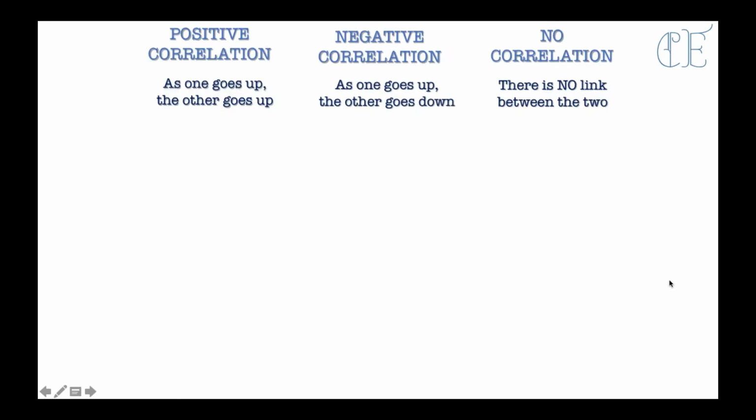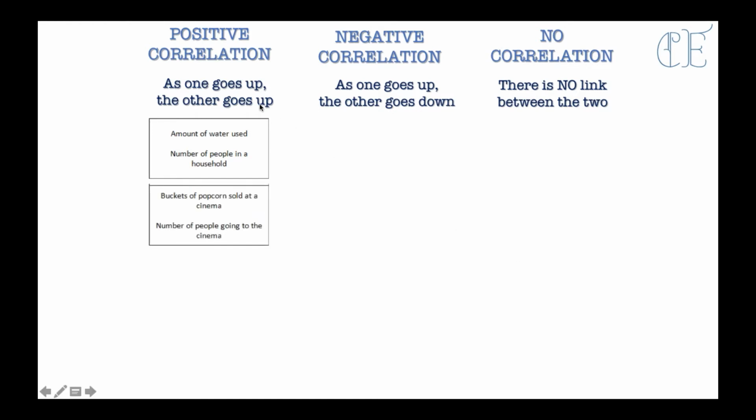Okay, so some more examples then. A positive correlation: we could have the amount of water used would go up if the number of people in the household went up. I think I made a mistake there. As one goes up, the other goes up. Just want to make sure that's clear.